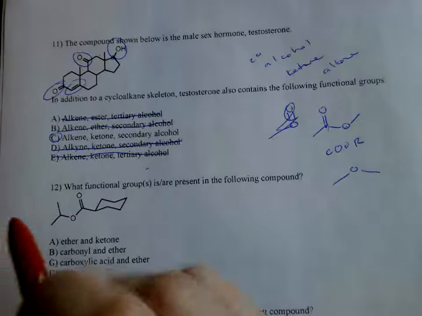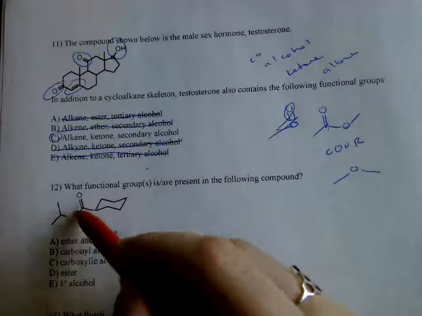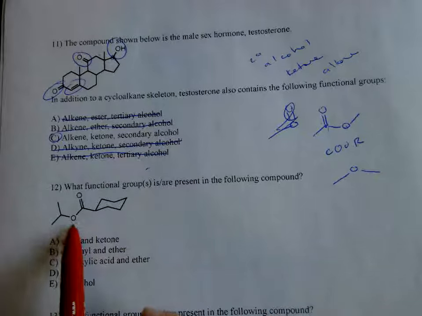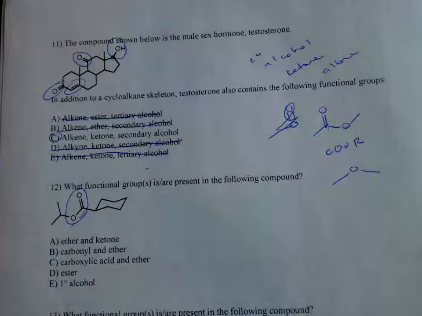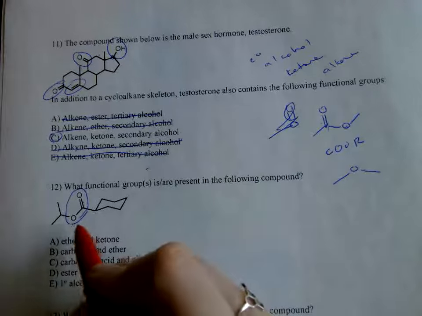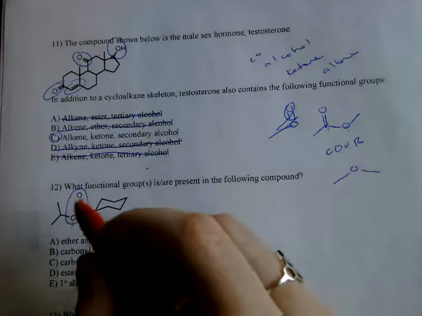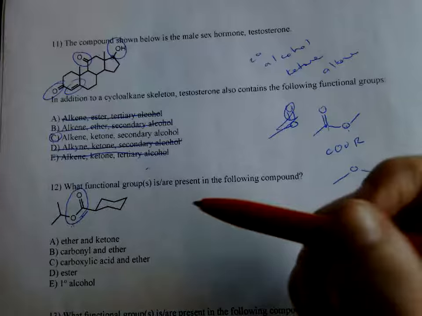But for 12, okay, this is tricky because I've seen some people circle just the carbon-oxygen double bond. But you've seen what's bonded to it can make a difference. So in this case, you have to circle what's bonded to it. And it's got an oxygen there, which makes it an ester. So that is an ester. I don't see any other functional groups present.